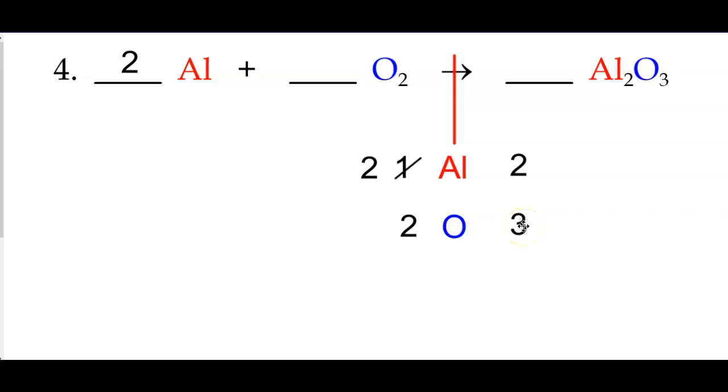We need to get them both to a 6. Think about it this way. We've been doing this and I haven't emphasized it a lot, but what do I need? What's the smallest number both have in common? The smallest number these two had in common was 2. The smallest 2 and 3 have in common is 6. So I got to get both sides to a 6. So what am I going to put over here in front of oxygen to get it to a 6? I'm going to put a 3 there.